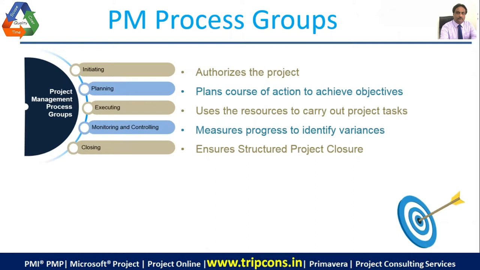In execution, we use the resources to carry out project tasks, and in monitoring and controlling, we measure progress to identify variances. Variances from what? Variances from the planned values. So if I planned a task for 10 days, by the 5th day it should be 50% complete. If on the 5th day I check the physical completion status and find it's not 50% complete, what would I do? I would ask my team members working on this task to speed up so that we can finish it within the planned time of 10 days. That's control. Monitoring is when you are comparing the actual values with the planned values, and controlling is when you are trying to bring the actual values within the planned values by taking action. So that is monitoring and controlling.